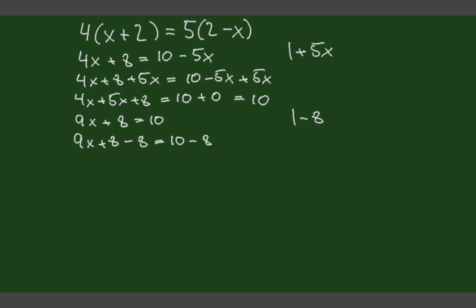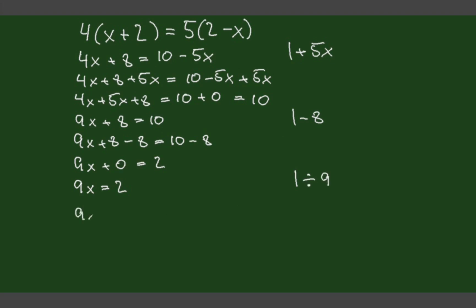Now again, plus 8 minus 8 gets to 0, so I can rewrite this as 9x plus 0 equals 10 minus 8 is 2. And because of the plus 0, you can just leave that off. So I've got my 9x equals 2. Okay, so now I only need to get rid of the 9. The 9 is tied to the x via multiplication, so the opposite of that is division. So what I want to do now is divide by 9, both sides of the equation.